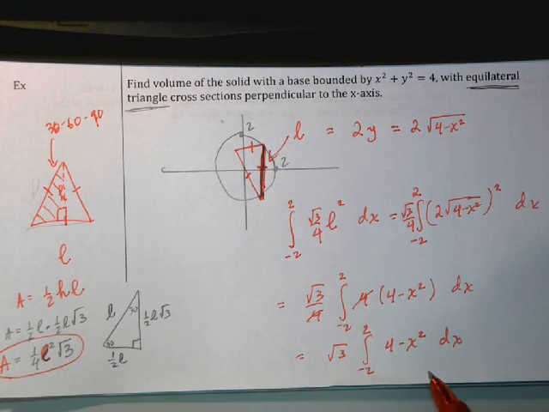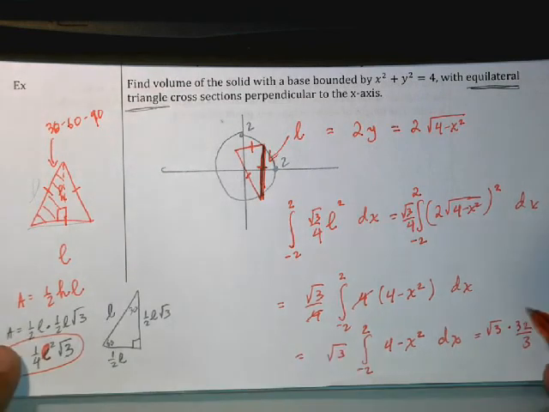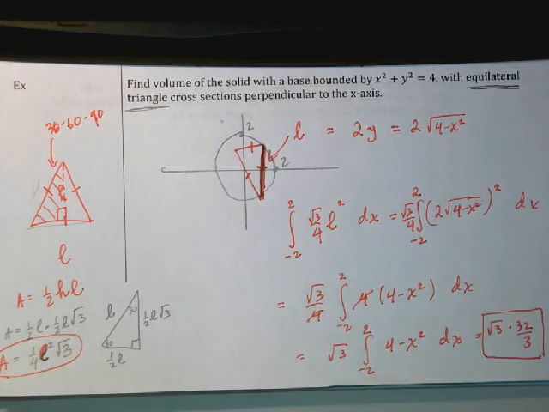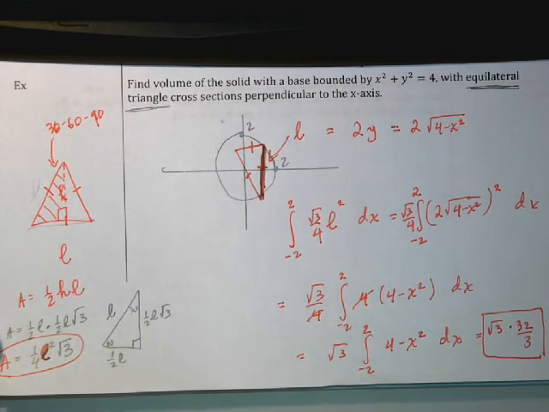So again, I am certain that you can evaluate this, but just in the interest of time, I'm going to speed it up and make use of my technology here in this particular video. And our final answer is root 3 times 32 over 3. Okay. So there you have it. Another example, this time of a slightly different object. So of a slightly different cross-section.